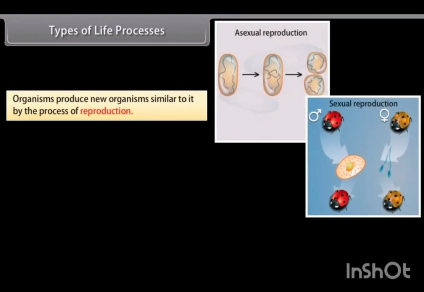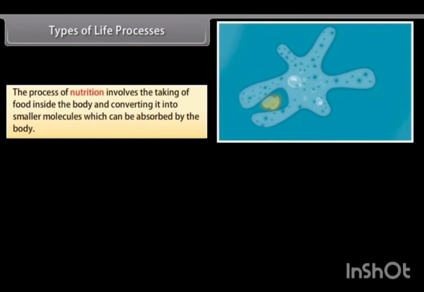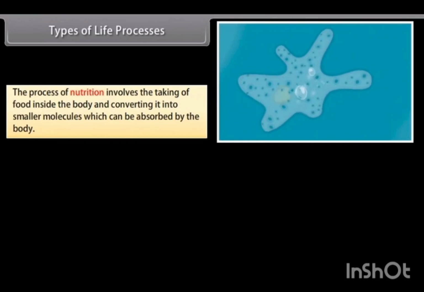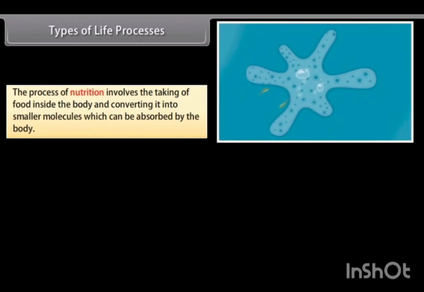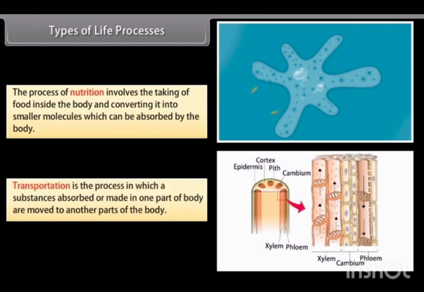Organisms produce new organisms similar to themselves by the process of reproduction. Excretion is the process in which waste materials are removed from the body. The process of nutrition involves taking food inside the body and converting it into smaller molecules which can be absorbed by the body. Transportation is the process in which substances absorbed or made in one part of the body are moved to other parts of the body.